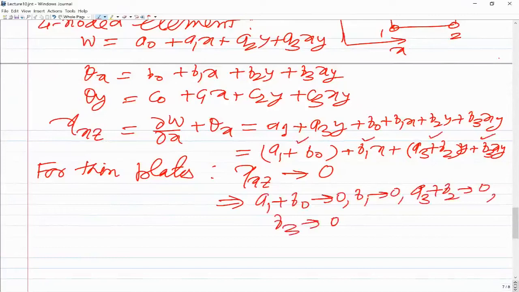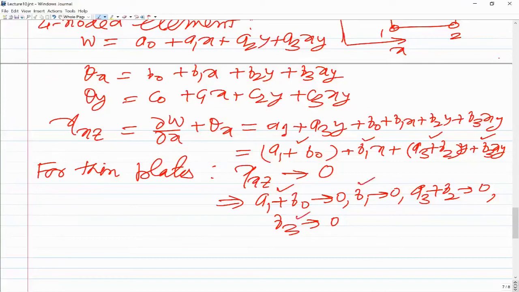Now as far as the first constraint is concerned, a1 plus b0, without a1 and b0 being individually 0, this summation can be 0. So a1 and b0 are of opposite sign and equal magnitude, so they can approach 0. Similarly, a3 plus b2 have contributions from both del w by del x and theta x, so without individually a3 and b2 being 0, this term can be 0. But now b1 is approaching 0 and b3 is approaching 0.